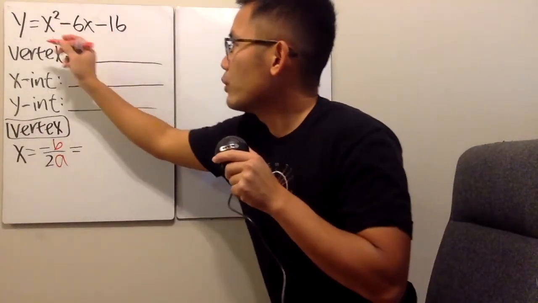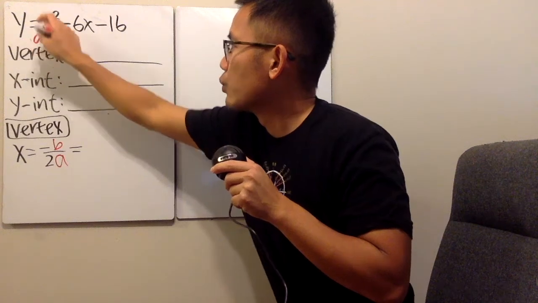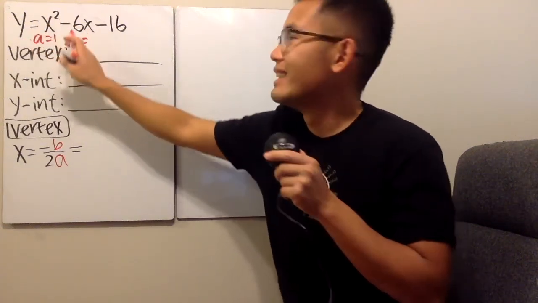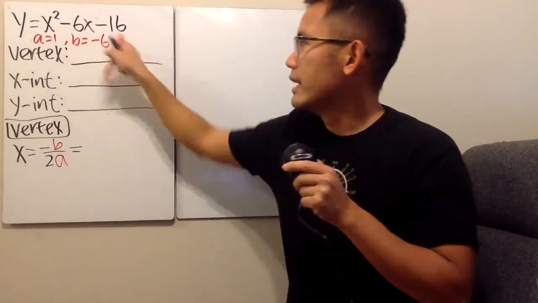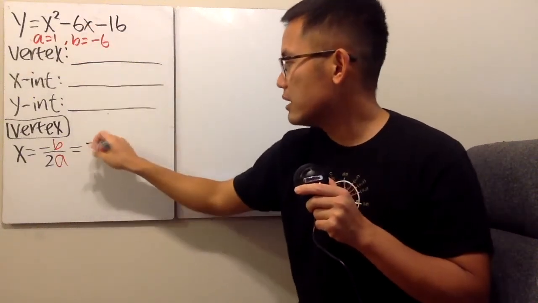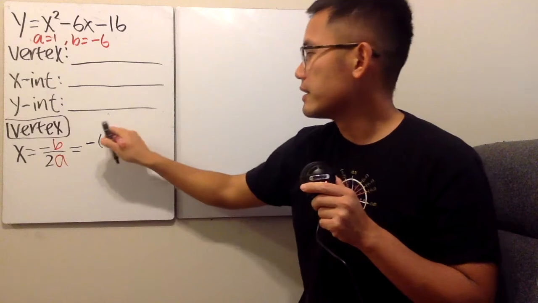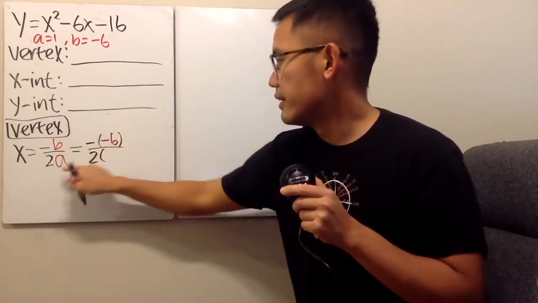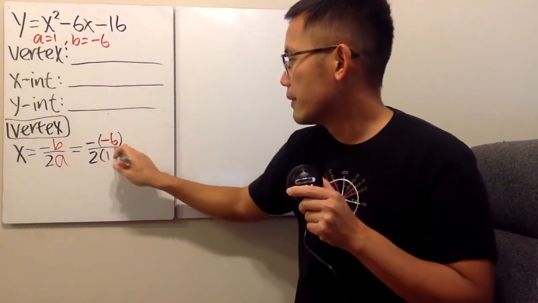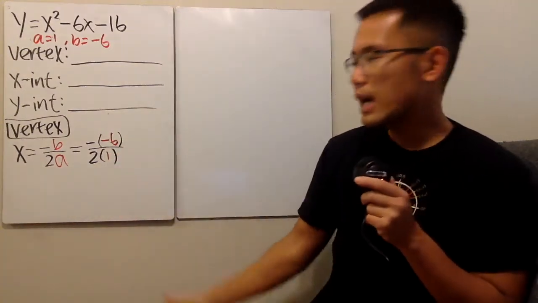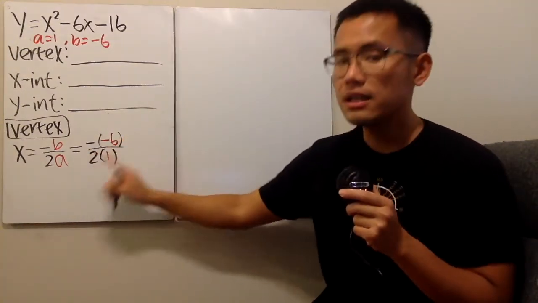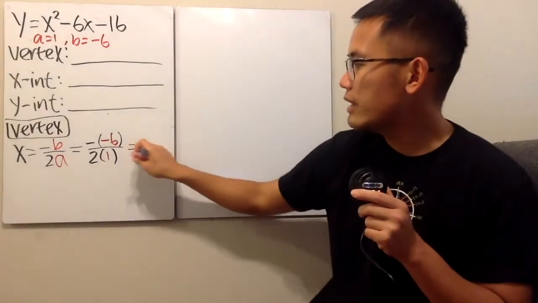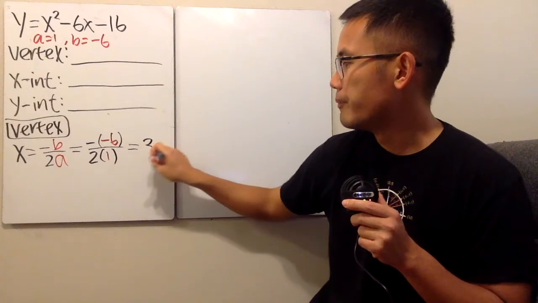Look back, we know that a is equal to 1, and then b is equal to, be really careful with this, negative 6. Then go ahead and plug in. So we have negative b, which is negative 6, divided by 2, and then the a is 1. And then we just have to work this out. On the top, we get positive 6, divided by the bottom is 2, right? 2 times 1 is 2. So in the end, we just end up with 3.